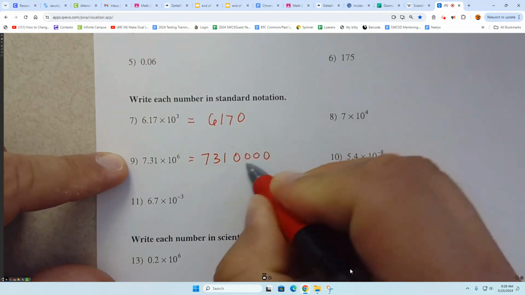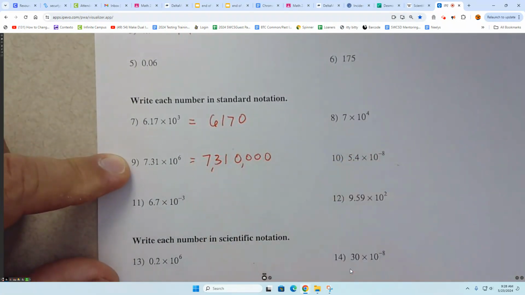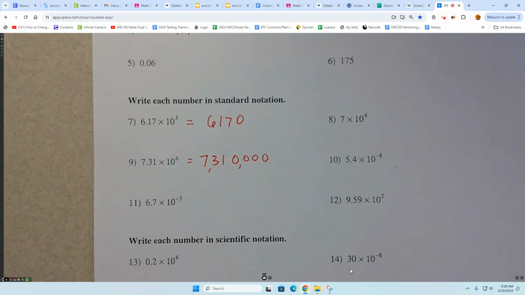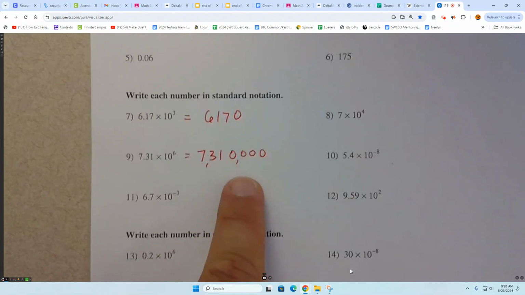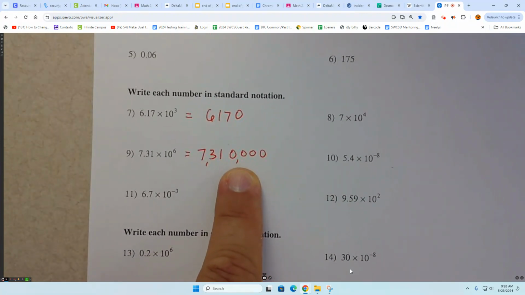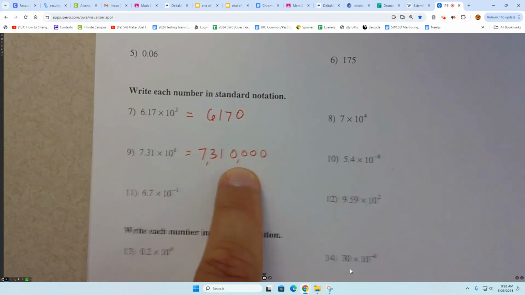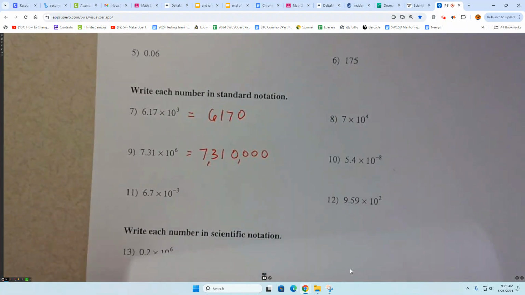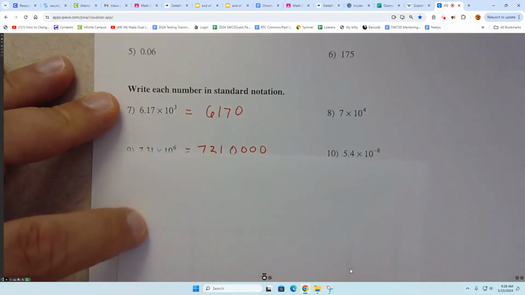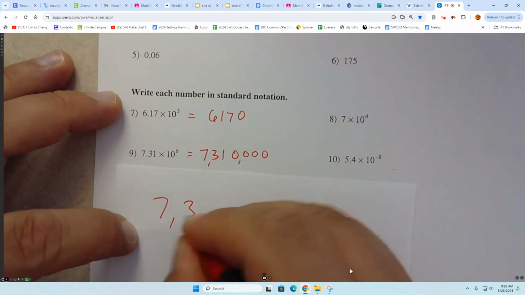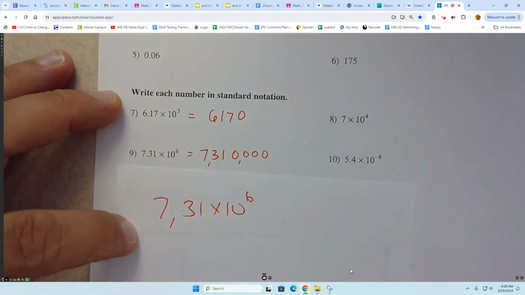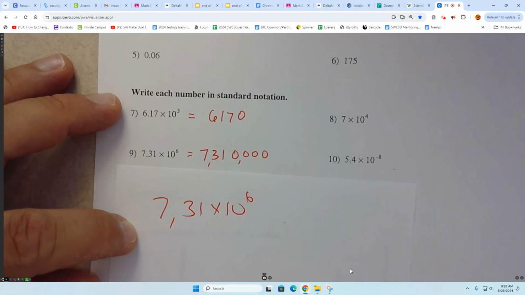Oh, wait, yeah. And a really weird thing, if you ever traveled to Europe, they use commas as decimal points in Europe. We use them for every 3 digits. In Europe, they would write this as 7.31 times 10 to the 6.